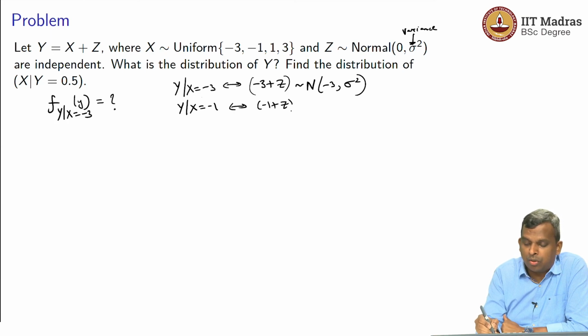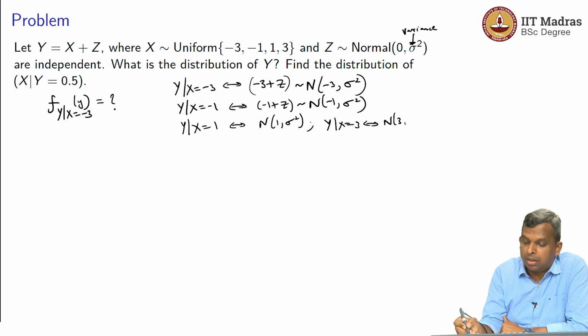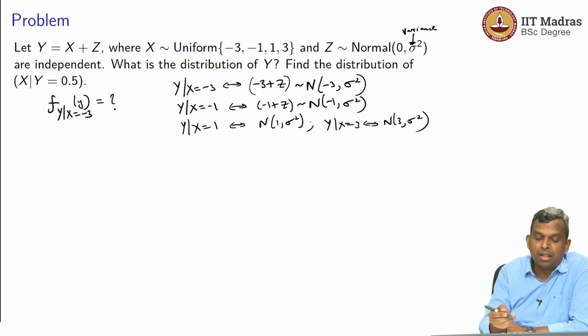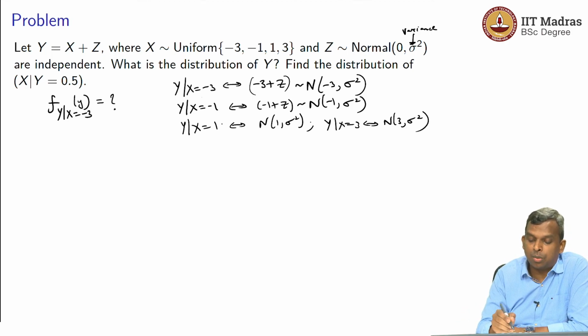You can convince yourself that this will be just normal with mean -1 and variance sigma squared. Y given X equals 1 is just normal with mean 1 and variance sigma squared, and finally Y given X equals 3 is normal with mean 3 and variance sigma squared. Once you do this, you're back to familiar territory. What is the distribution of Y? The crucial step is understanding the conditional distributions. Once you got this, the rest is the same as before.